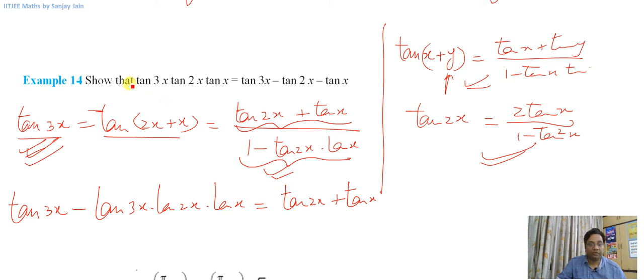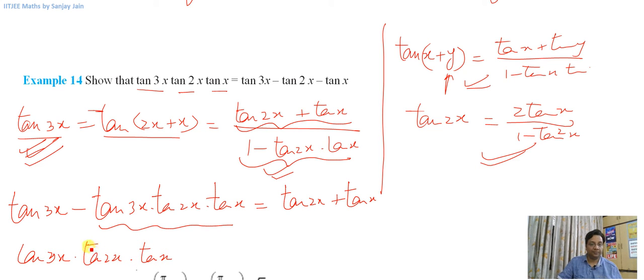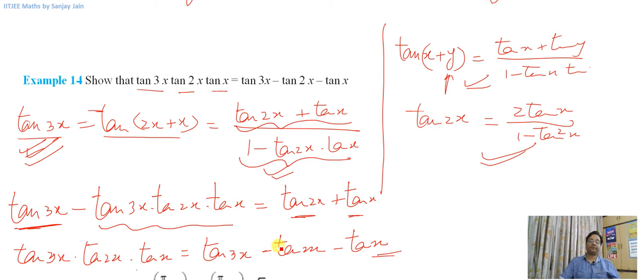Now what do I require on the left hand side? Tan 3x, tan 2x, tan x, which is this. So I'll take this on one side and the rest of the terms on the other side. So tan 3x into tan 2x into tan x will be equal to tan 3x minus tan 2x minus tan x. Okay, pretty simple.